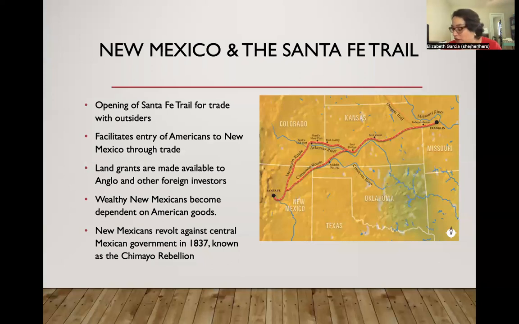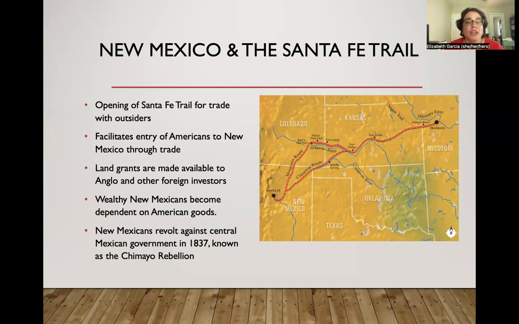And so Americans start to filter into New Mexico, making cheap goods available to New Mexicans for trade. Land grants are made available to Anglo and French investors close to the trail to facilitate further trade. Trade with Americans raised the living standards of the wealthy in New Mexico, who then become dependent on trade with the Americans. So you start to see this dependence of New Mexico on the US economy.